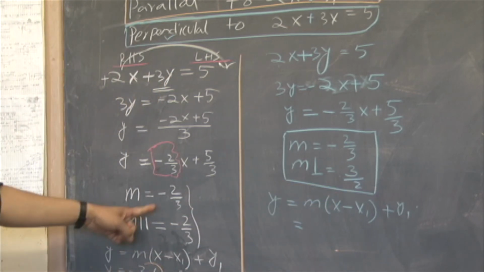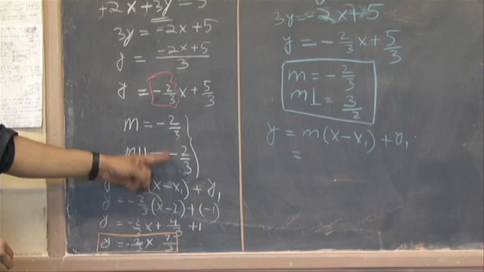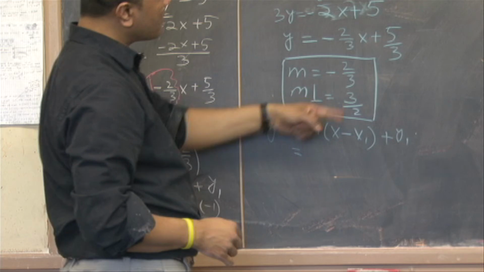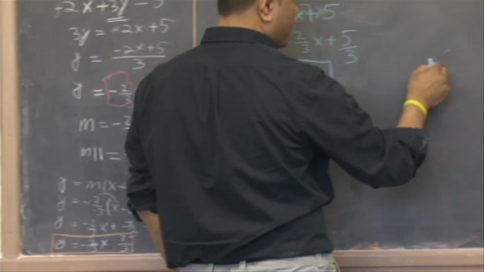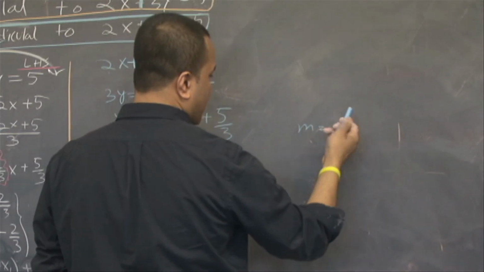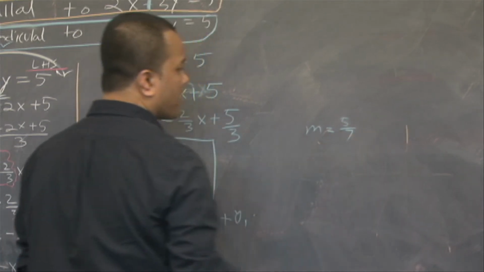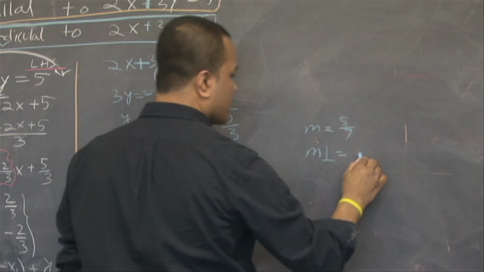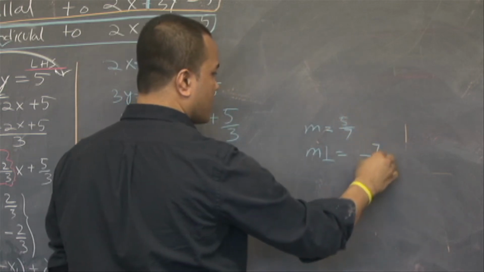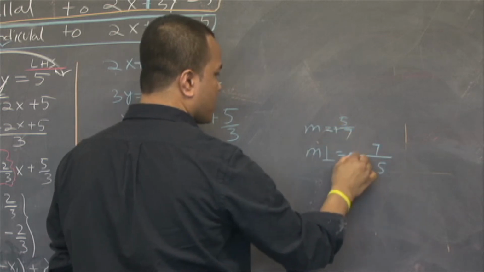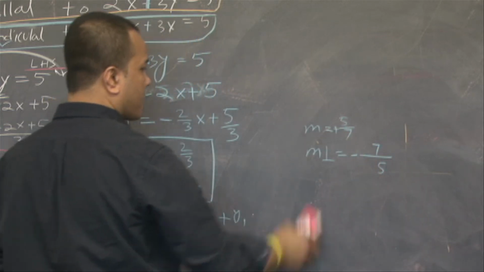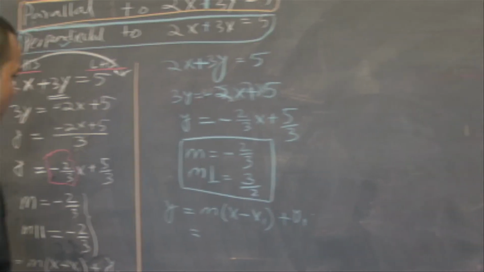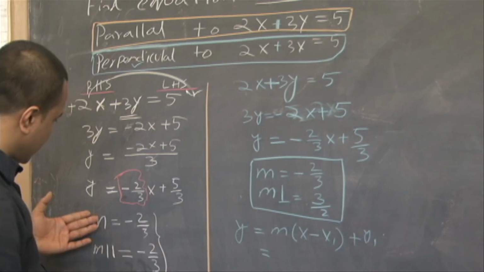Notice in this case, this was parallel, so nothing changed. Since this is perpendicular, for example, if this is like 5 over 7, how are you going to make it perpendicular? You simply flip it, so 7 over 5, and since this is positive, you're going to put negative. That's how you make something perpendicular. But parallel is easy, straightforward. You don't do anything. You keep it as it is.